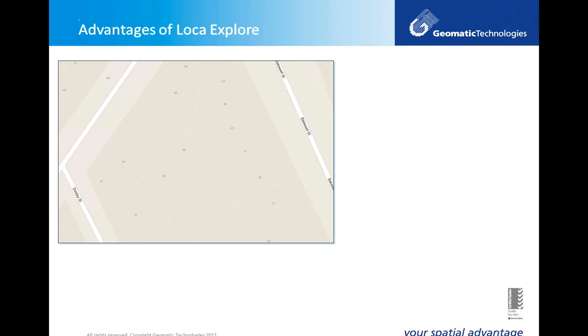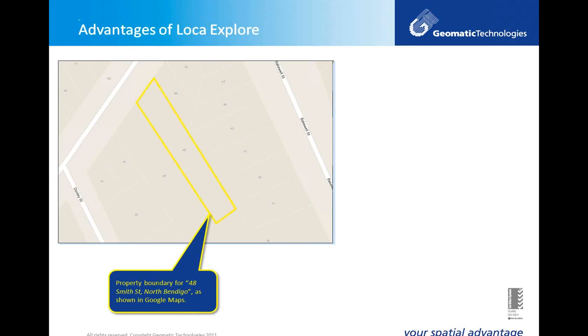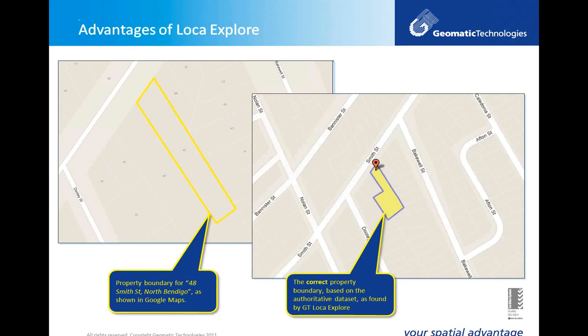So here's another example where in Google Maps we've done a search for 48 Smith Street, North Bendigo. And I use Google Maps as an example because many people are familiar with that. And so you come back with a highlighted parcel boundary, which is what you would believe to be correct. But of course, if you take that same request and put it into GT Loca Explore, which is using the government data sets, it's actually returning the true definition of that particular address.